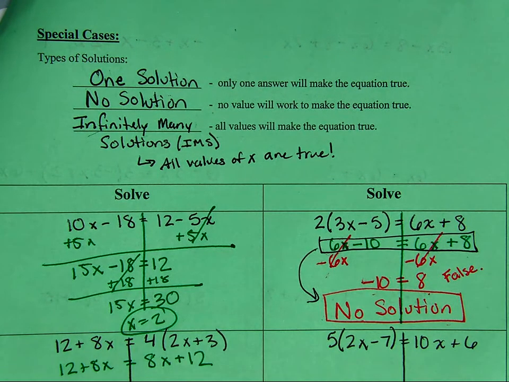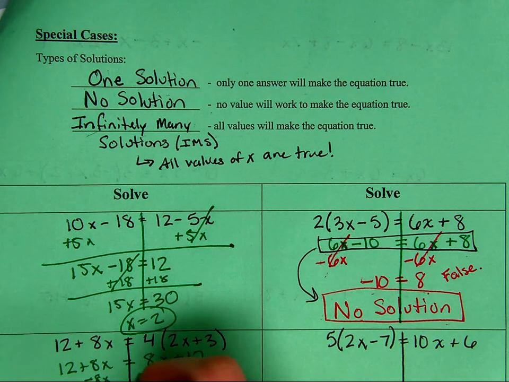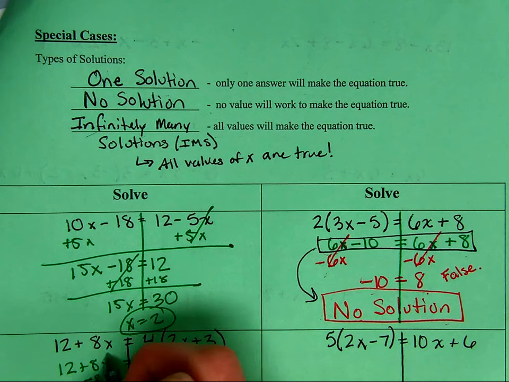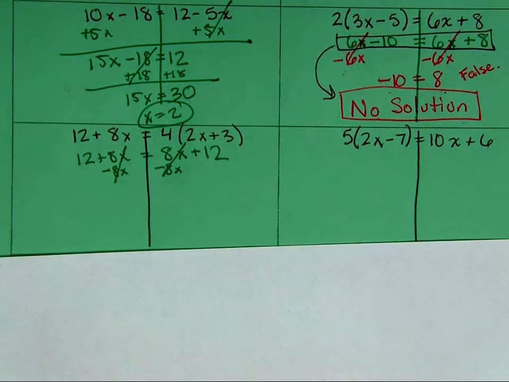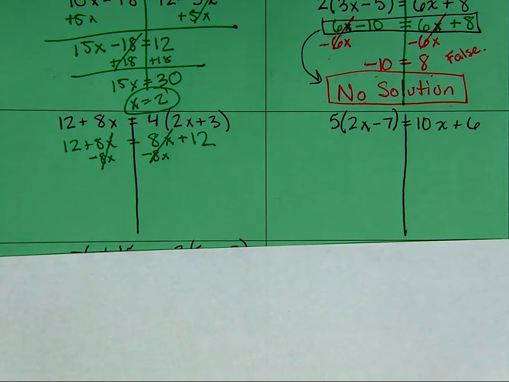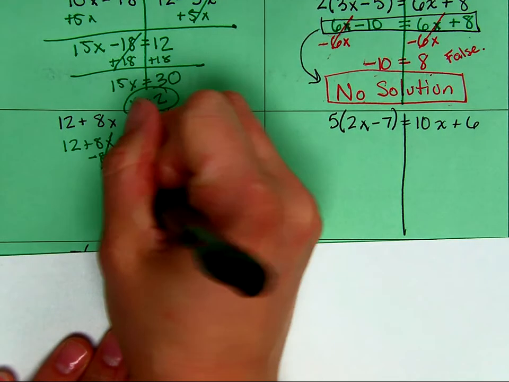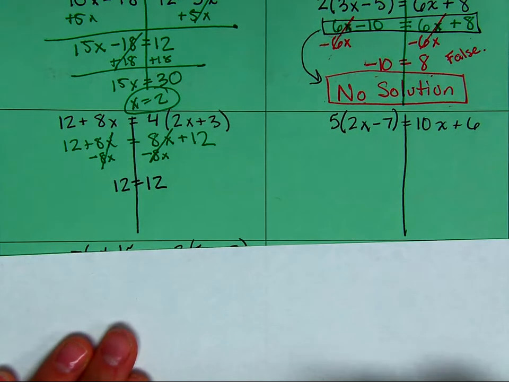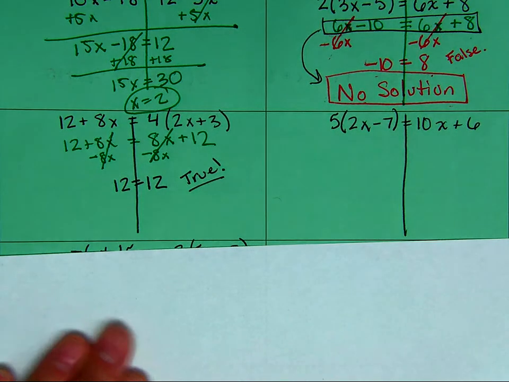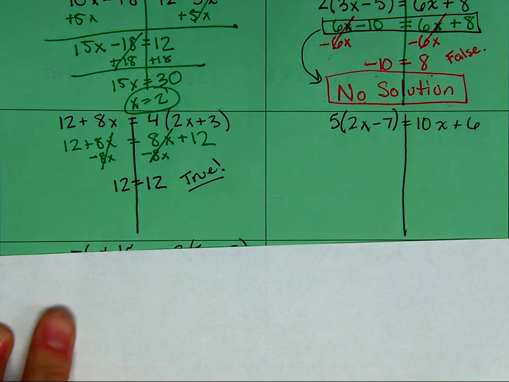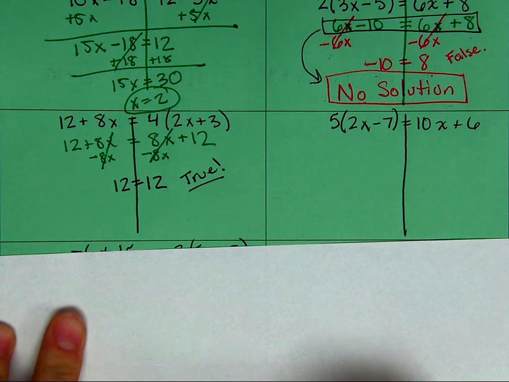So from here, I go to cancel my variable. I notice the same thing happening where my x's are canceling. They're both gone on both sides. I'm left with 12 equals 12. Except for this time, 12 does equal 12 always, which means any value of x will make this true.